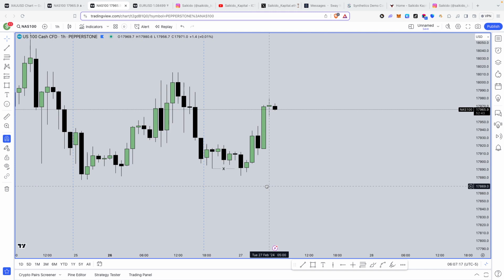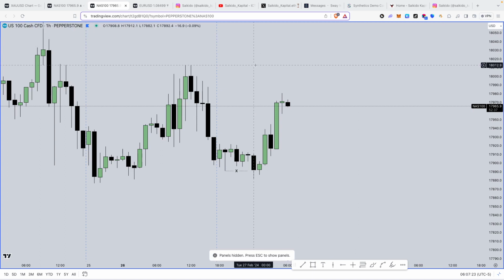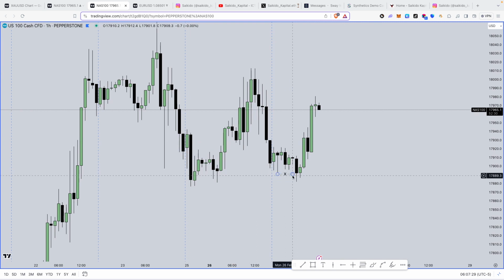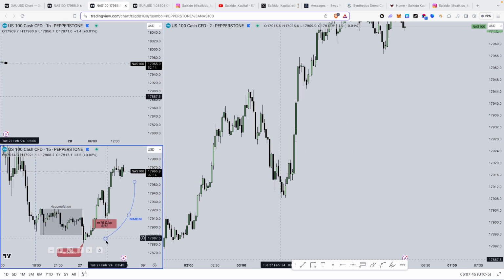So I'm using the 1 hour chart as my daily chart to basically get the bias. I saw in the morning that we took sell side liquidity here and we failed to displace below it. Look at how we closed. We closed back inside the range here, this range. So I immediately saw this as manipulation after accumulation here. So I'm looking at this time frame.